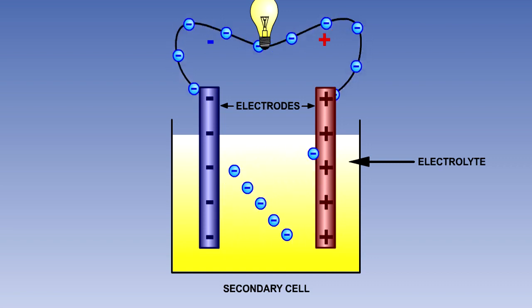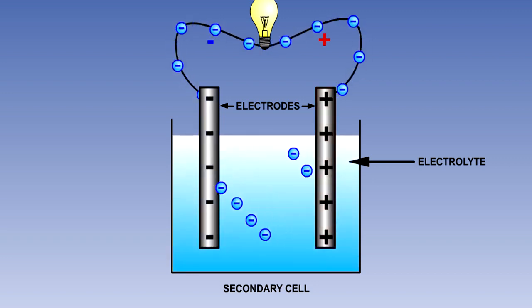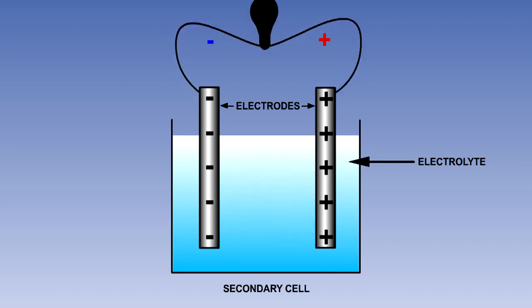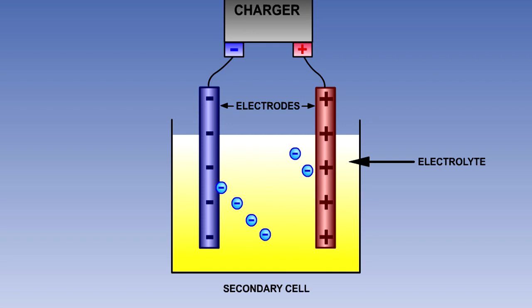As this circulation of electrons continues, the chemical makeup of the electrodes and the electrolyte changes. When all of the chemical energy is used up, the potential difference will fall to zero. The difference between a primary cell and a secondary cell is that in a secondary cell, the process can be reversed. The chemical energy in the cell can be restored, and the changes in the composition of the electrodes can be reversed by passing a charging current through the cell in the reverse direction to that of the discharge current.